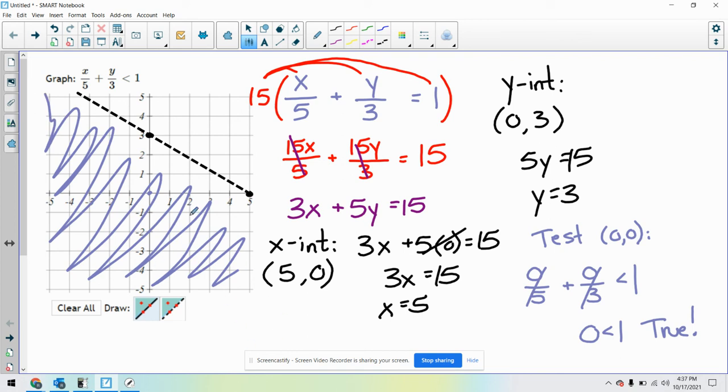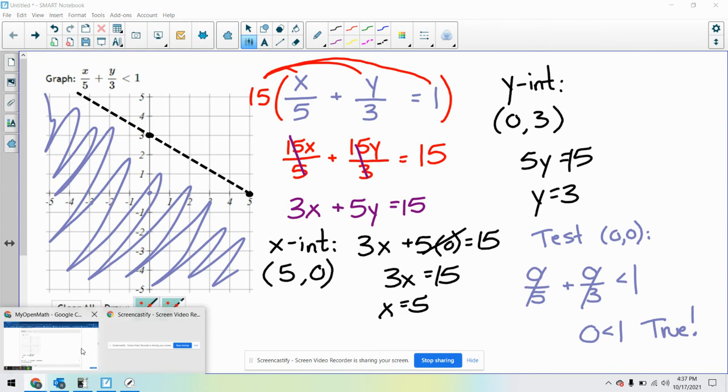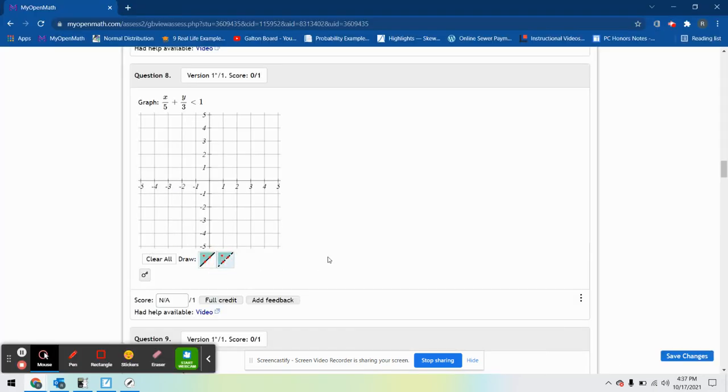So to do that on my math, I'm just going to select the dotted line. I'll show you real quick. The dotted line first. I'm going to graph my intercepts, 5, 0 and 0, 3. Like that. And then shade the side that the origin is on. Just like that. And that is going to be your answer.